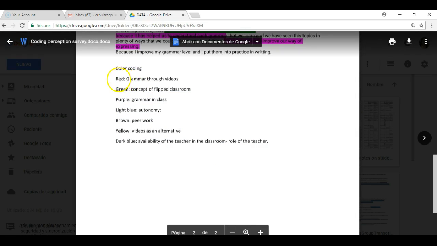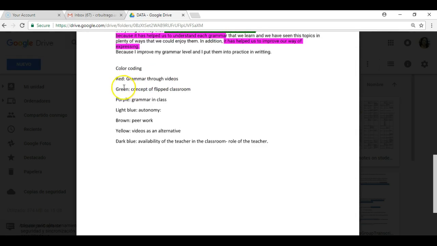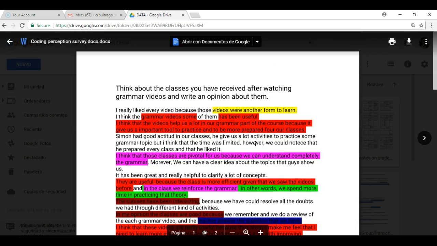So we have, for example, that red means grammar through videos, that green means concept of flipped classroom, that purple means grammar in class, light blue means autonomy, brown means peer work, yellow means videos as an alternative, and dark blue means availability of the teacher in the classroom or role of the teacher. This is the coding done of one instrument.